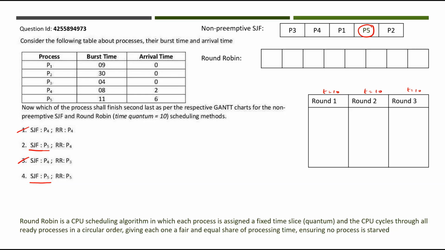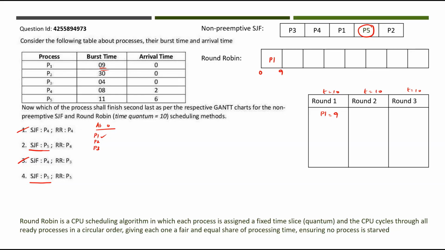We will start from 0 here. At 0 we have 3 processes, P1, P2 and P3. So initially it will start with P1. So let's take P1 here, and in round 1 we have P1. P1 will be executing for 9 burst time, but the total time quantum that is available is 10. So it will take 9 burst time and so it completes at 9.